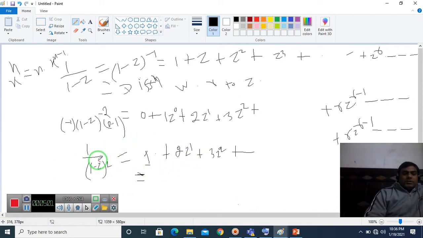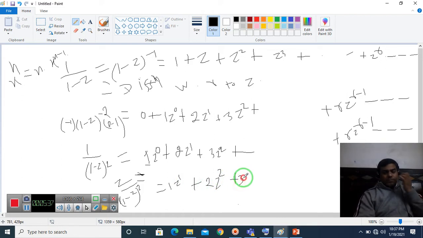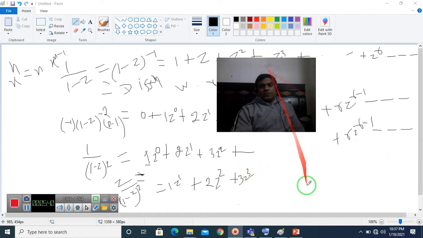Now we multiply by z on both sides. It becomes z upon 1 minus z whole square. Some students will ask why we multiply by z on both sides: it is to make the powers equal. Here there is z to the power 0, but it should be a0 z0, a1 z1, so it should be 1 z1, 2 z2 like this, because in the generating function all the terms are matched. So 3 z cube, plus r z to the power r.